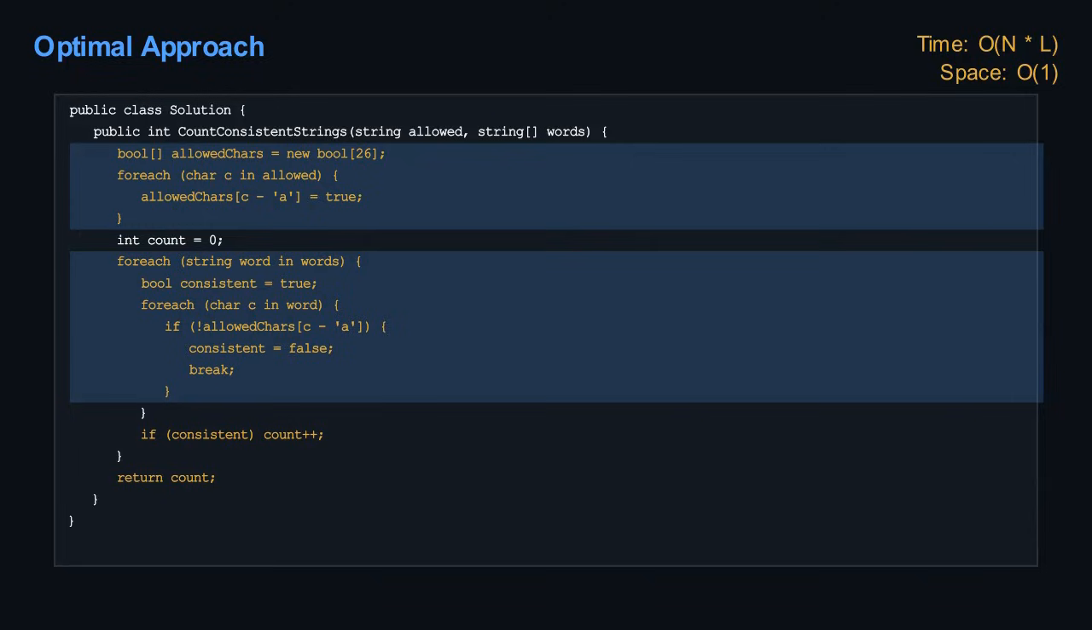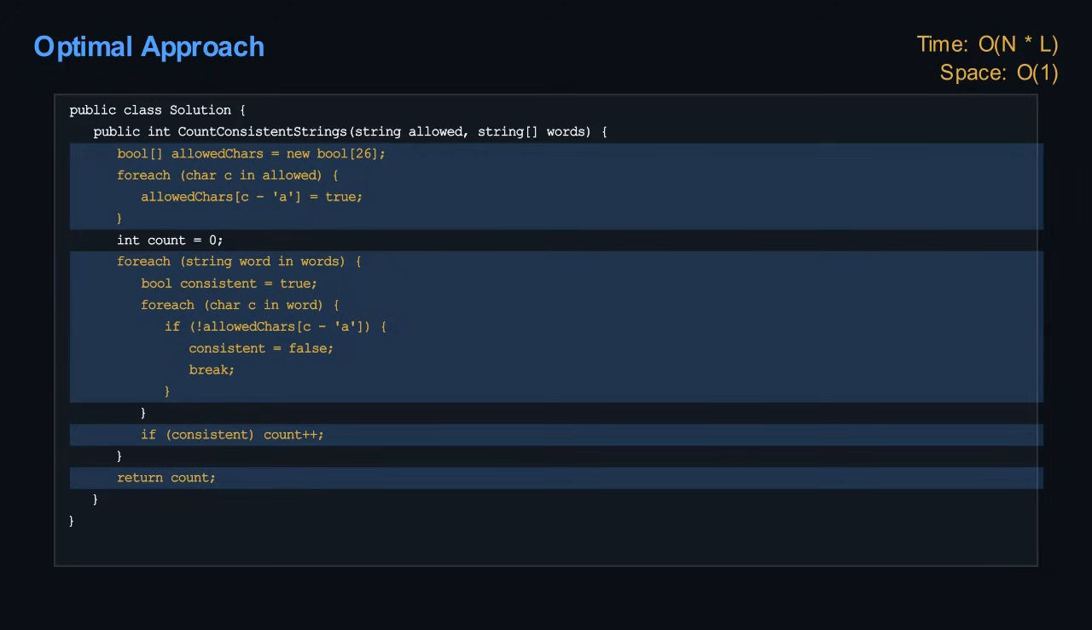Now, when processing each word, checking if a character is allowed becomes a simple array access, which is a big O of 1, constant time operation. This significantly speeds up our character validation. Let's trace with allowed as ab and words like add, ab. First, we create our 26-element boolean array. For a in allowed, we set index 0 to true. For b, index 1 becomes true. All other indices remain false.